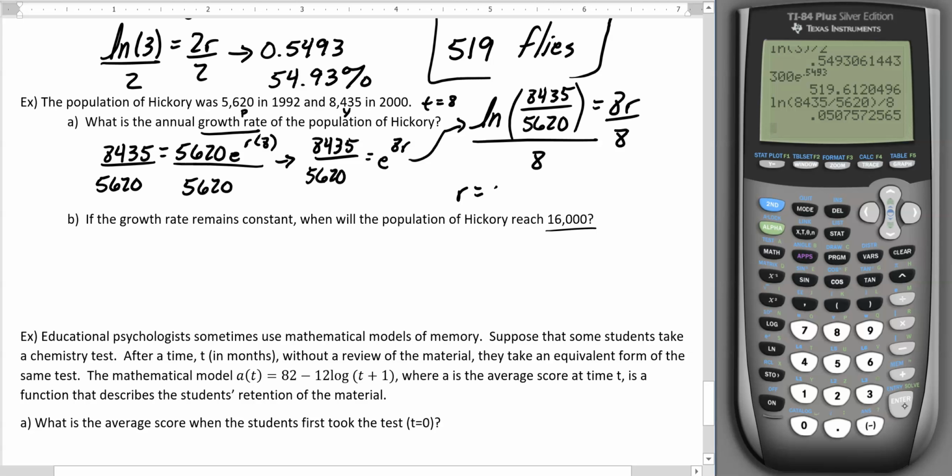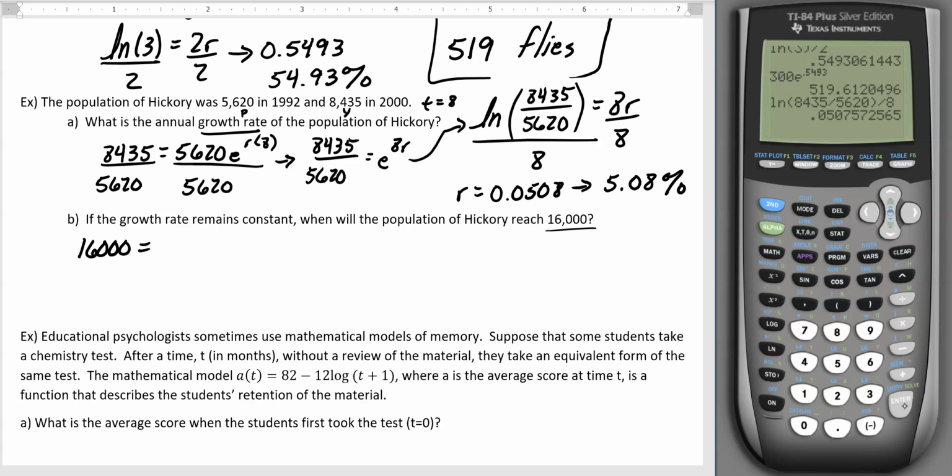0.0508. So that would be 5.08%, right? Our rates are written in percentages. So if the growth rate remains constant, when will the population of Hickory reach 16,000? Wow, 16,000. So I'd say 16,000 is the final amount.